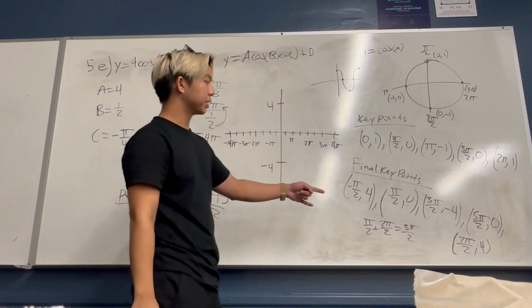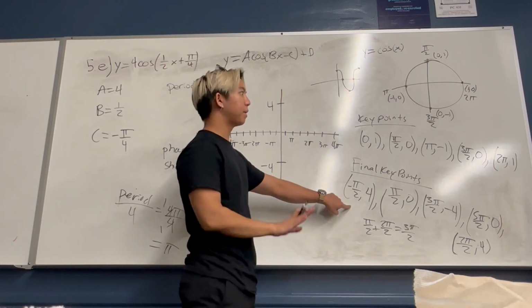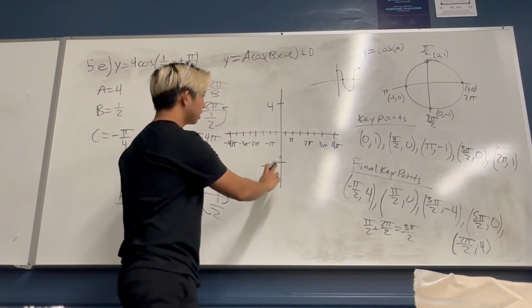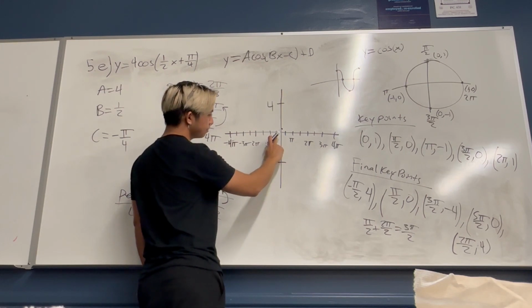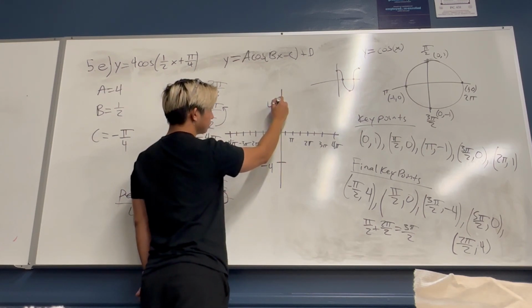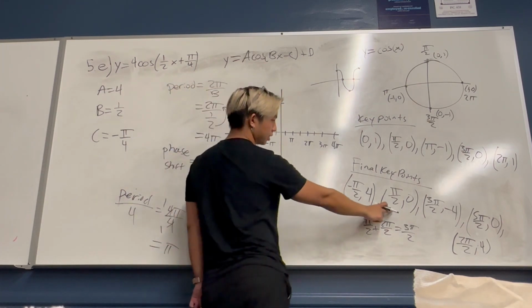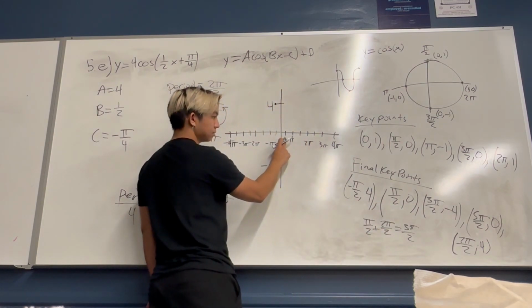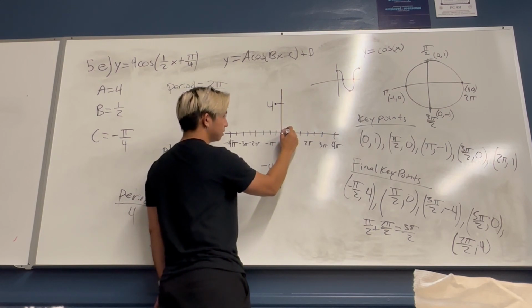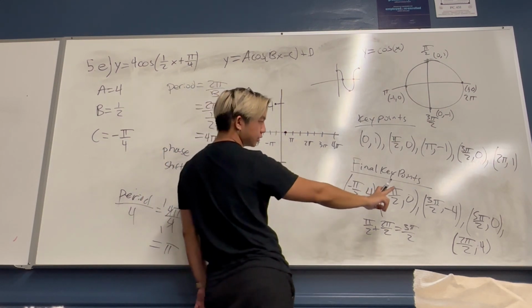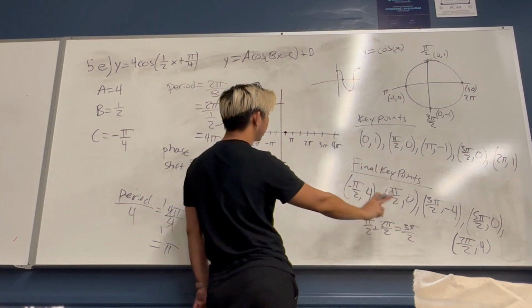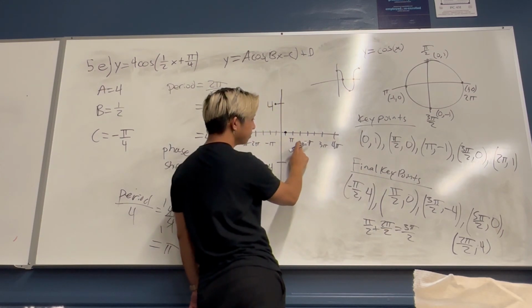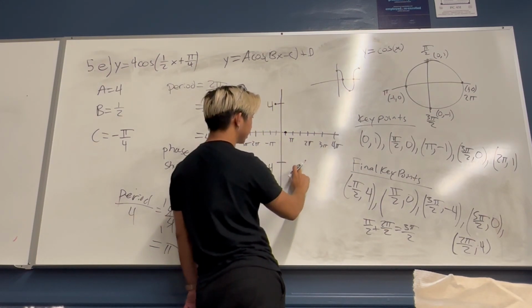So our first point is what? Negative pi over 2 comma 4, right? So our first increment here, negative pi over 2, and then 4. Something like that. What's our next set of coordinates? We have pi over 2 comma 0. So pi over 2 comma 0. Next coordinate is 3 pi over 2 comma negative 4. So 1, 2, 3, right? And then negative 4 down here.